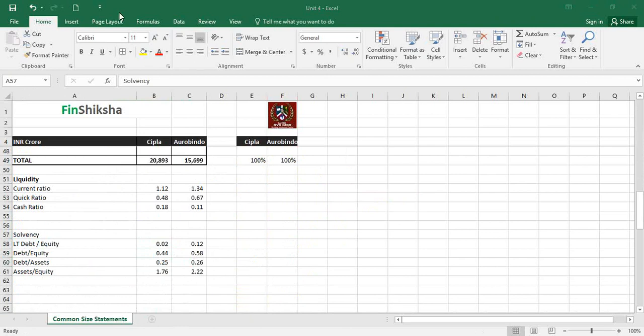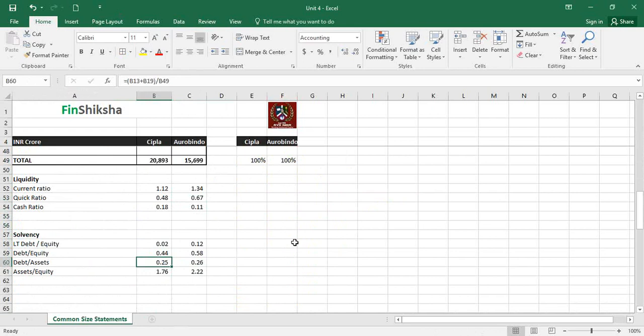And even on the solvency ratio parameters, we will find that Aurobindo has more debt, correct? That automatically puts your debt to equity and long-term debt to equity as a little bit of a higher number. So here we find Cipla is slightly better on these parameters. They have lesser debt. At the same time, because Cipla has a goodwill amount, obviously assets by equity gets distorted because of those numbers a little bit.